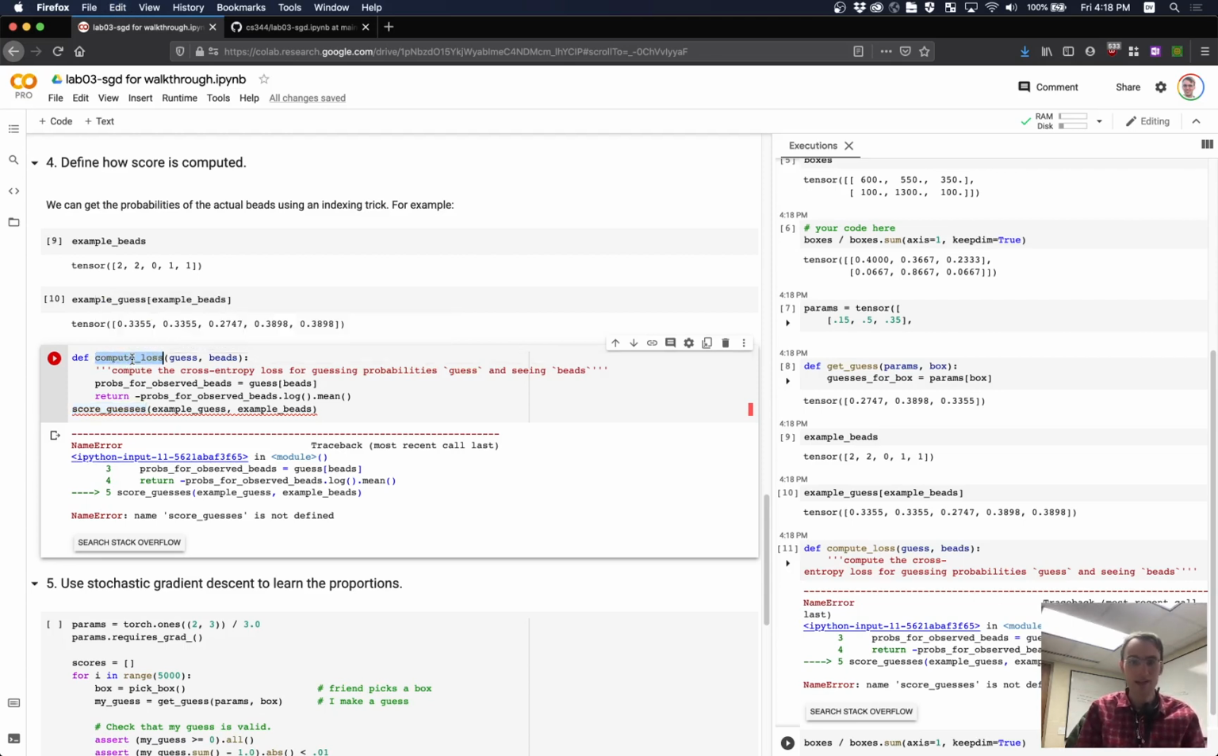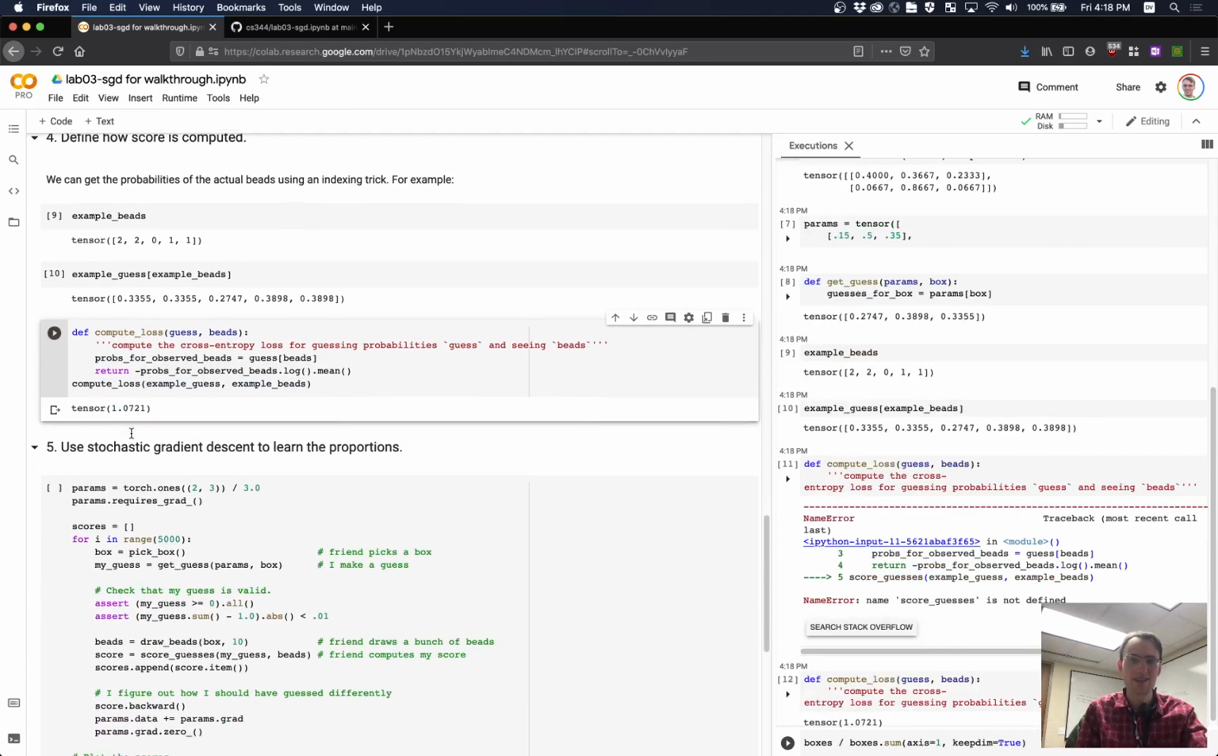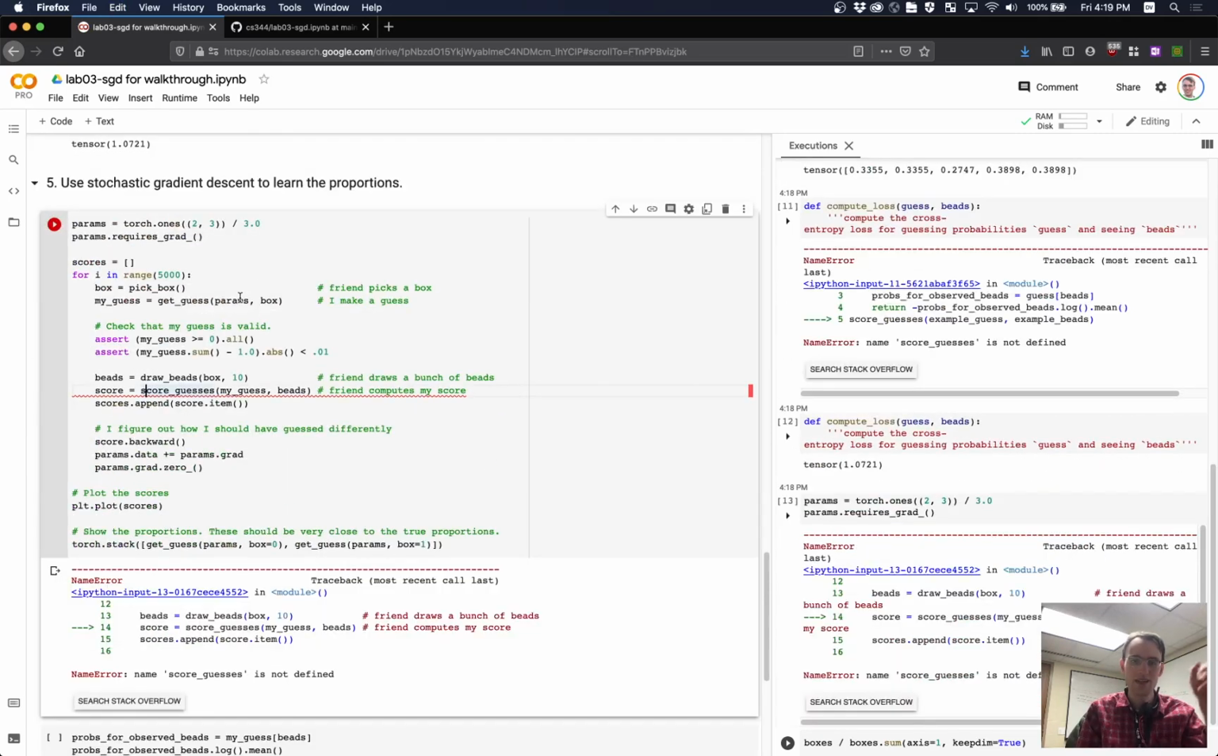So compute loss, let's use compute loss all around. So we'll use compute loss here. Okay, loss is positive. Good, that's what I expect. All right, so now run the next thing. And what do you know? Name error again. Compute score guesses. So there's our loss. Wait a second. Scores. Let's make this loss.